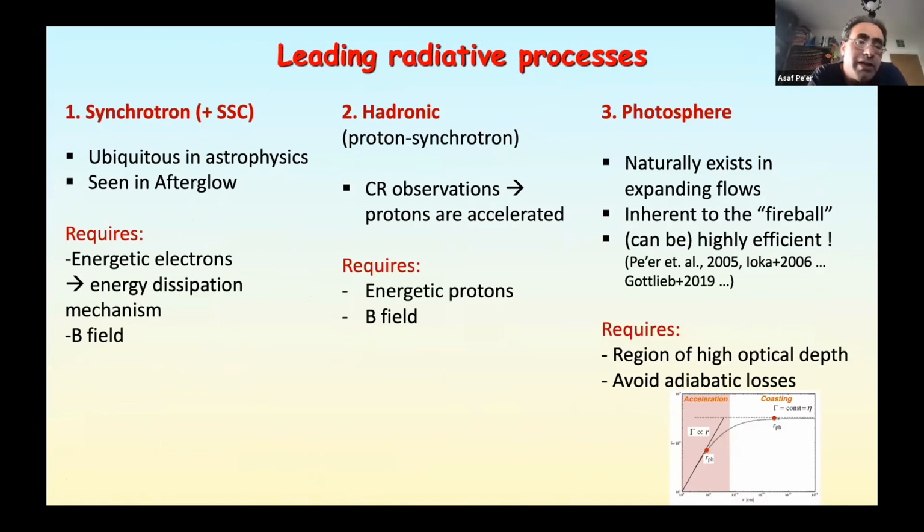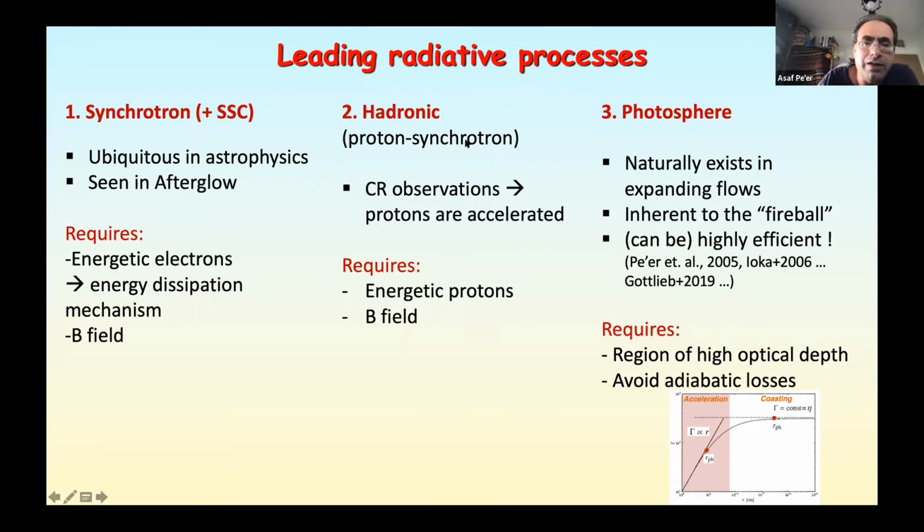Now, since most of what we see comes from the radiative processes, what are the leading radiative processes? And I pointed out three, which have been thoroughly discussed. So the first one is, of course, the synchrotron, which is possibly accompanied by synchrotron self-Compton. The advantage is that it's ubiquitous in astrophysics. We see it all over. We understand it very well, right? Since the 1960s, it's seen in the afterglow. It's pretty clear. The requirement from a synchrotron is basically two requirements: to have energetic electrons, which means that there must be some sort of a dissipation mechanism that energizes the electrons, and a strong magnetic field.